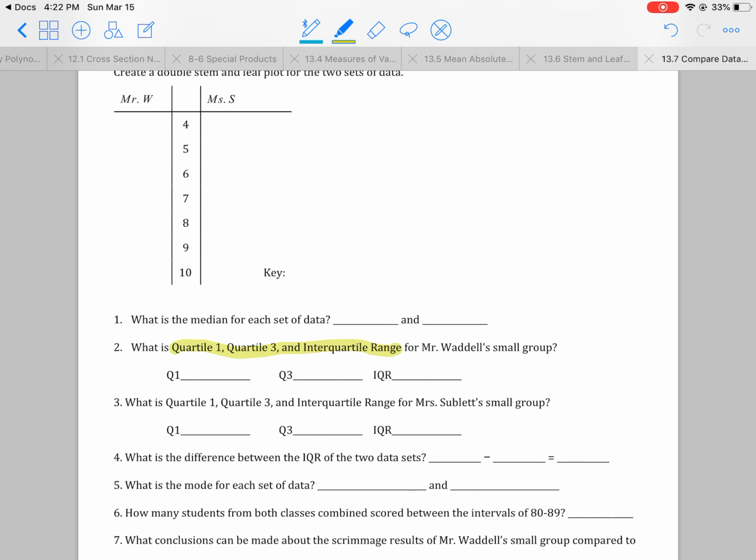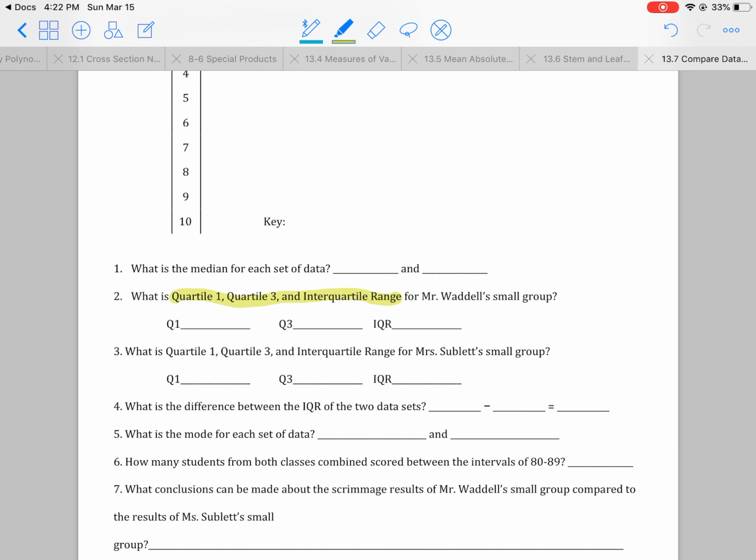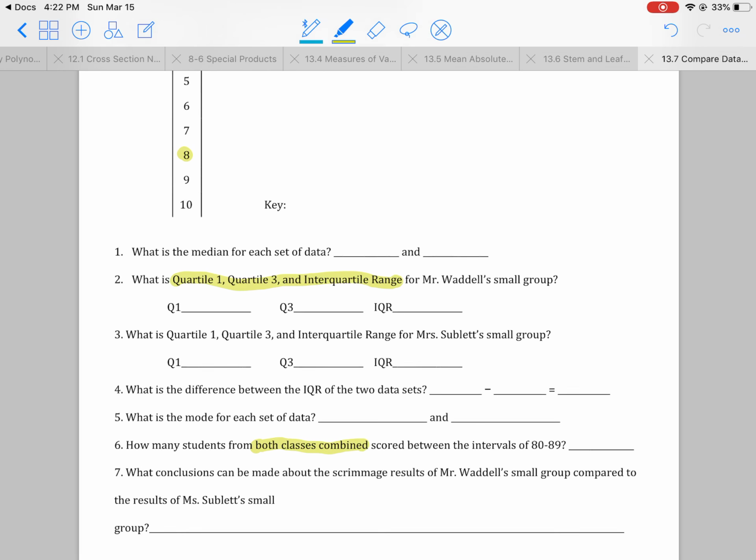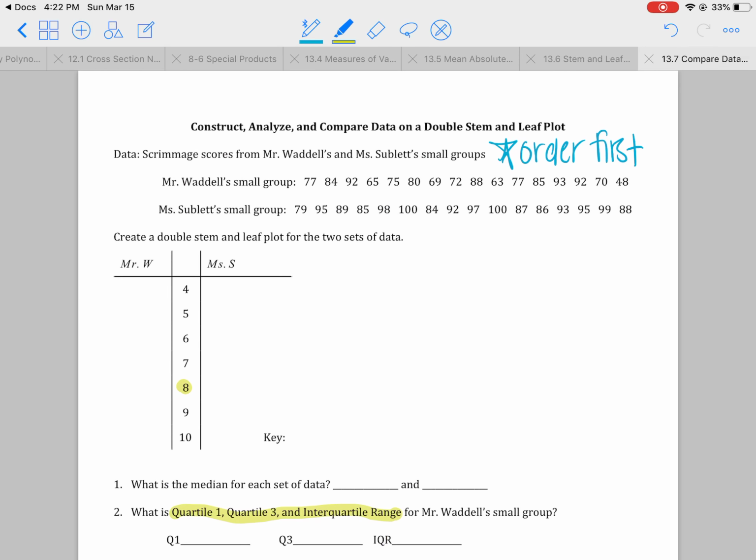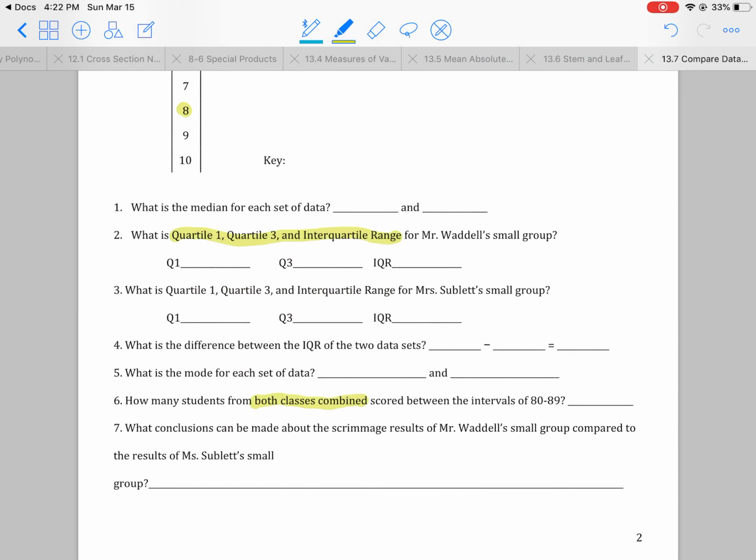After you have found that, you're going to find the difference between the IQR of the two data sets. What is the mode for each set of data? How many students from both classes combined score between the intervals of 80 to 89? So I would look here for those numbers. What conclusions can be made about the scrimmage results compared to the results of each other's small groups?